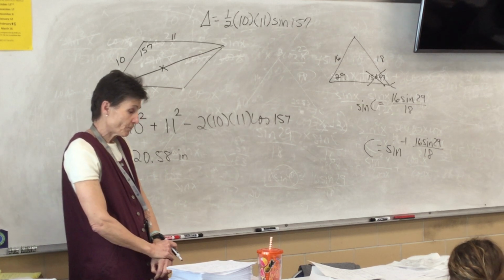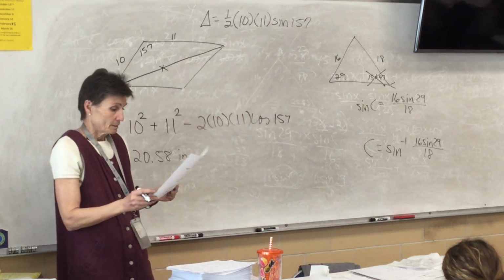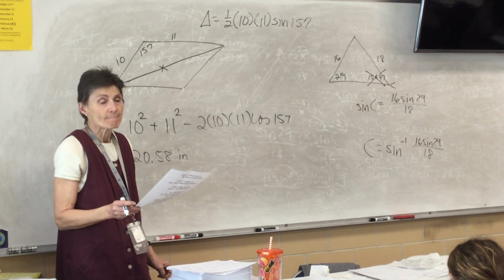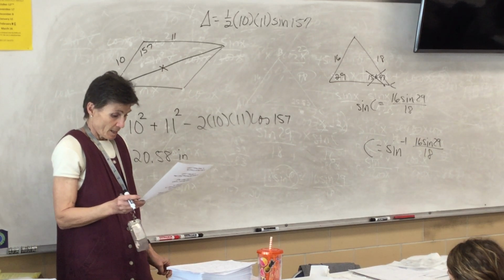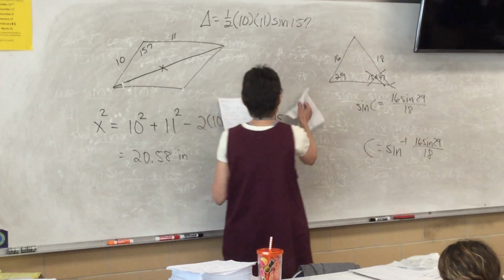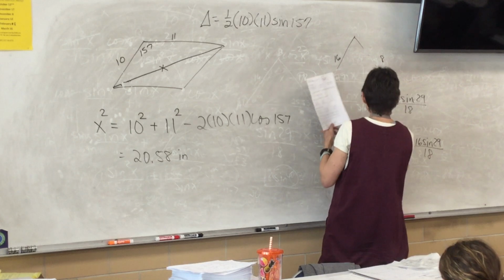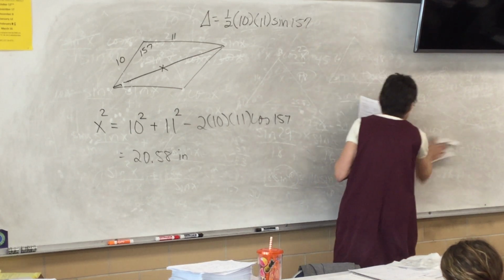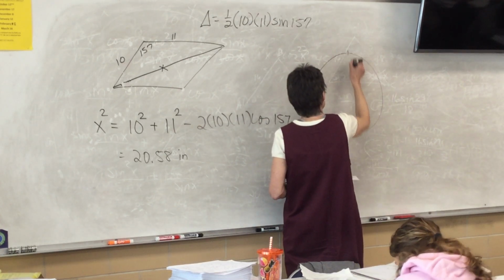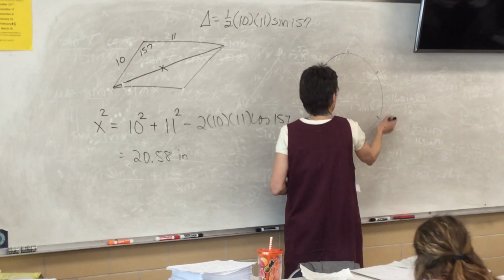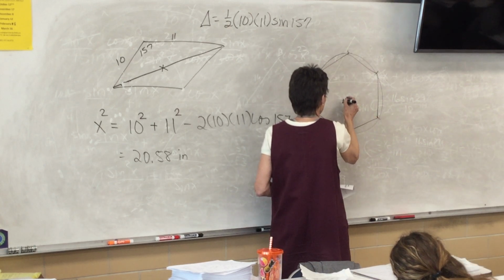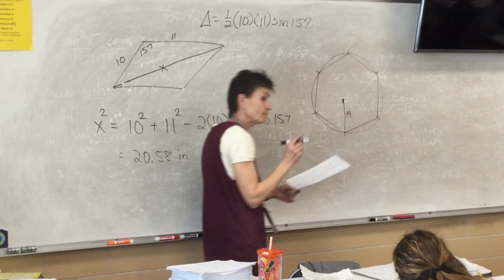All right, what else is hard for you that we haven't done yet? What else do we need to look at? Hexagon. Number 5, find the area, this is area now, find the area of a regular hexagon inscribed in a circle. So what's hexagon mean? 6. And it's inscribed in a circle with a radius of 19.